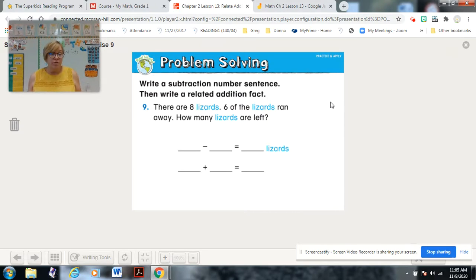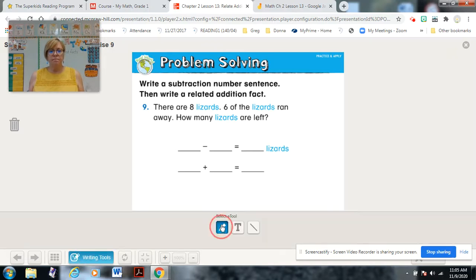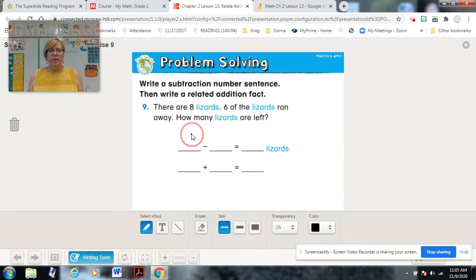Well, now this is different because usually it was the other way around. So let's see what they have to say. There are 8 lizards. 6 of the lizards ran away. How many lizards are left? Okay, so there were 8. How many of them ran away? Oh, I heard somebody call out 6. Okay.